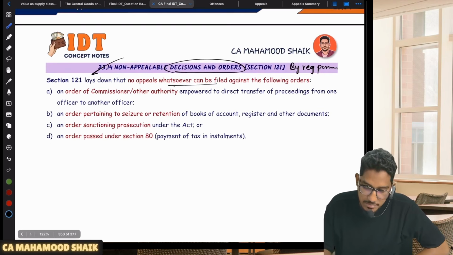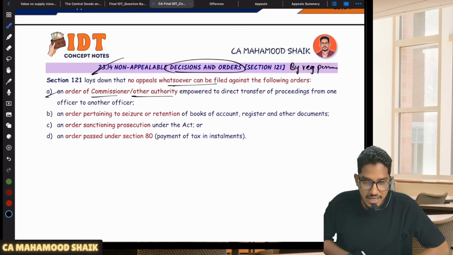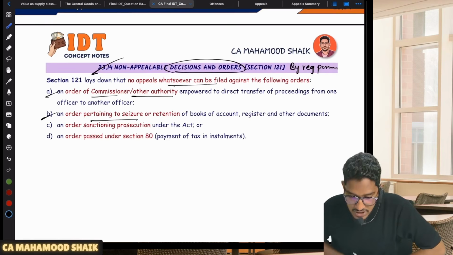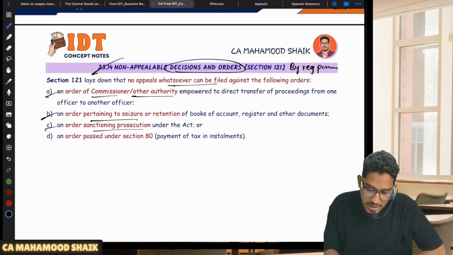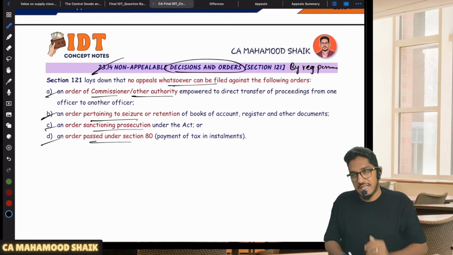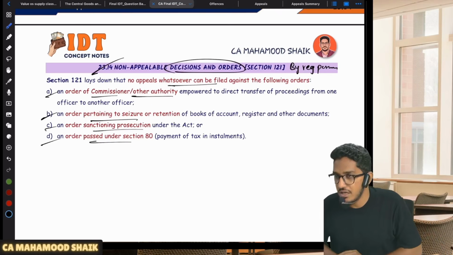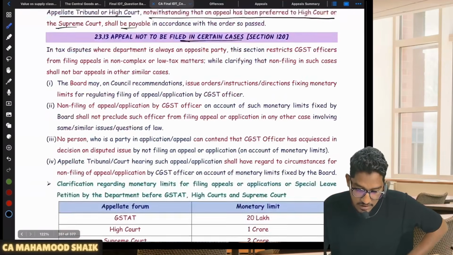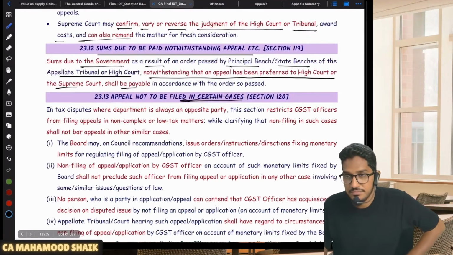No appeal whatsoever can be filed in case of an order of the commissioner or other authority empowered to direct transfer of proceedings from one officer to another, an order pertaining to seizure or retention, an order sanctioning prosecution, or an order passed under 80. On these matters, the registered person can't go for this appeal.